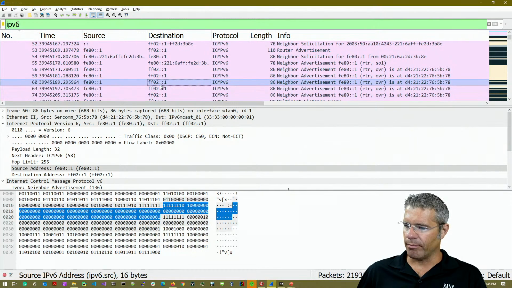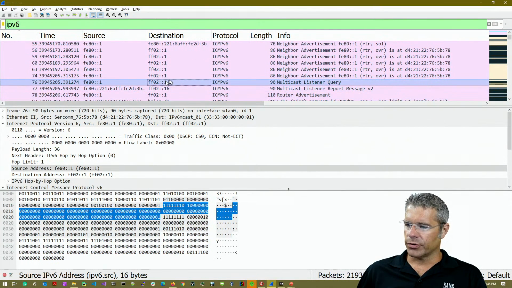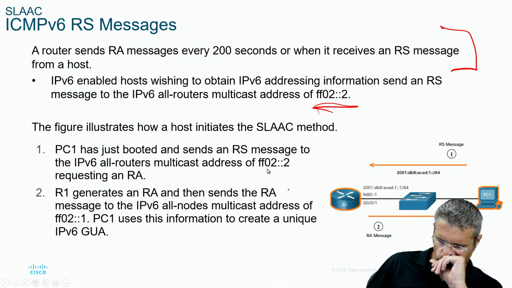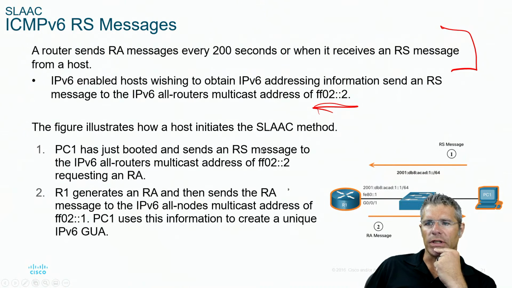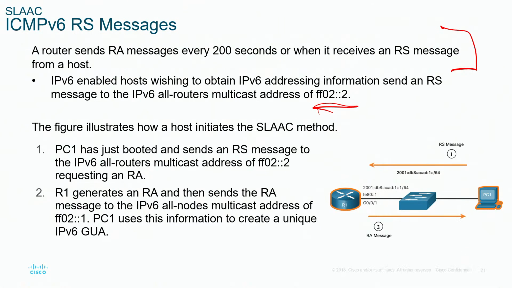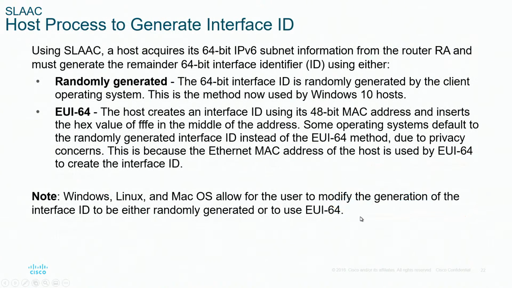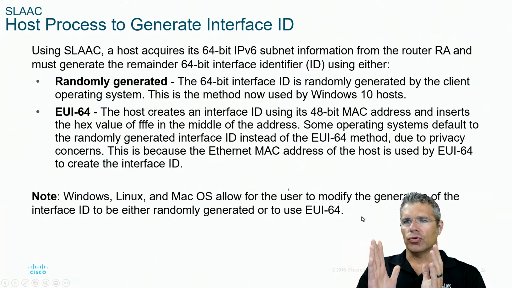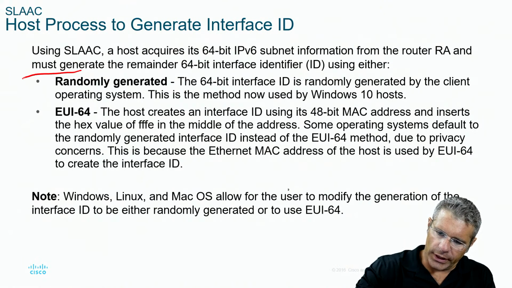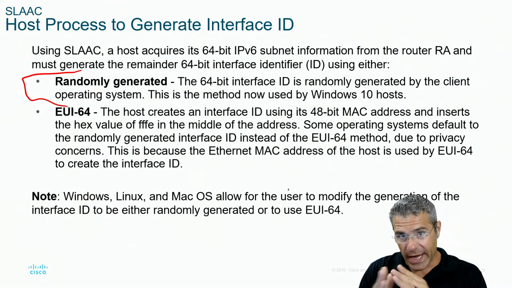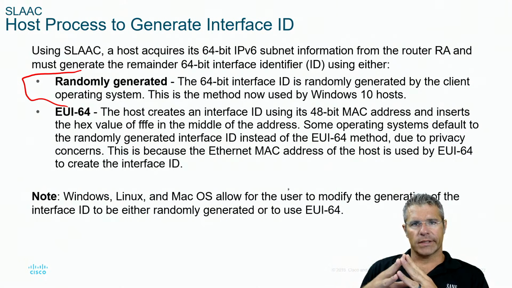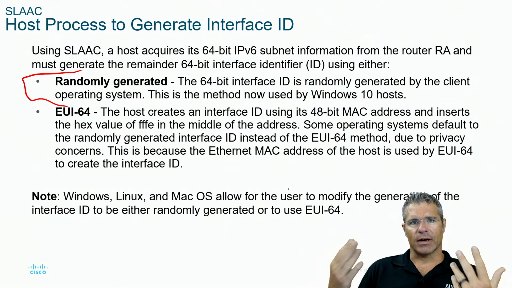Those advertisements are just bouncing out every 200 seconds or so, letting hosts create their own unique address. So the router solicitation message happens, you get a router advertisement message back, and you figure out how to set your IP. If your host is generating that by itself, it is probably going to randomly generate the IP address. So SLAAC needs to figure out the 64-bit IPv6 address based on that router advertisement.